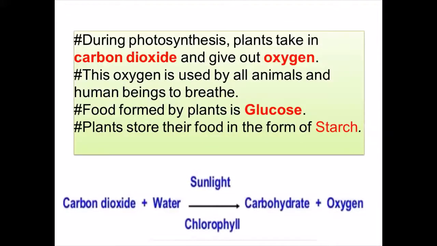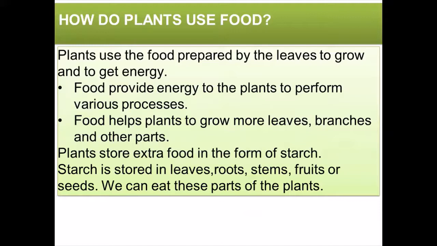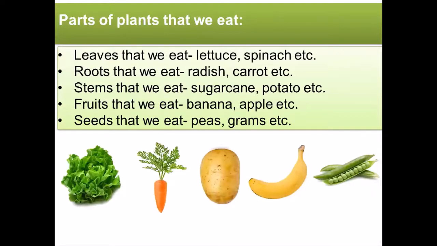Just check out what we have learned today. Plants use the foods prepared to grow and to get energy. And plants store extra food in the form of starch. And starch is stored in leaves, roots, stems, fruits and seeds, and we can eat these parts. Here are some examples of the leaves, roots, stems, fruits and seeds that we eat. And now also remember that conditions that are necessary for photosynthesis are chlorophyll, water, sunlight and carbon dioxide.